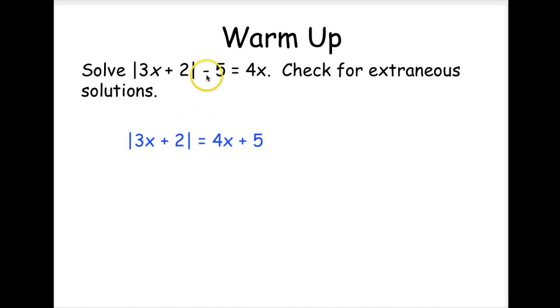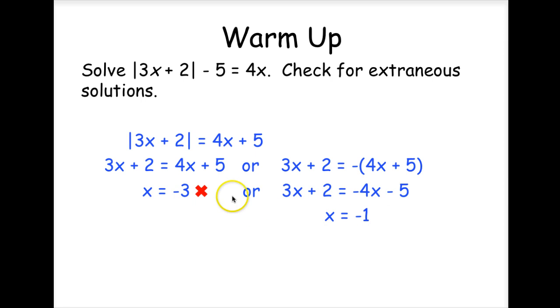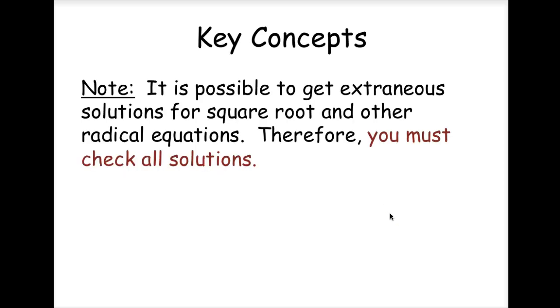Okay, first thing we need to do is add 5 to both sides. Then, because it's absolute value, we set it equal to positive and negative equations. Solve for x. So we got a -3 and a -1. If you substitute a -3 back in for x, it does not give you a true answer, but -1 does. So you only have one solution to this equation.